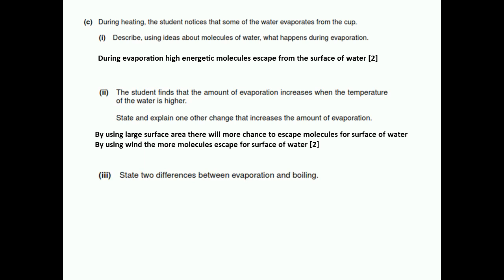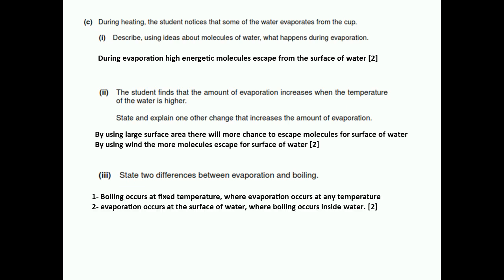The third part of C is to state two differences between evaporation and boiling. The first difference is that boiling occurs at a fixed temperature. Pure water boils at 100 degrees Celsius, whereas evaporation occurs at any temperature. The second difference is that evaporation occurs at the surface of water, whereas boiling occurs inside the water, meaning the convection process takes place inside the water: the lower water gets hot and goes up, and the upper cool water comes down.